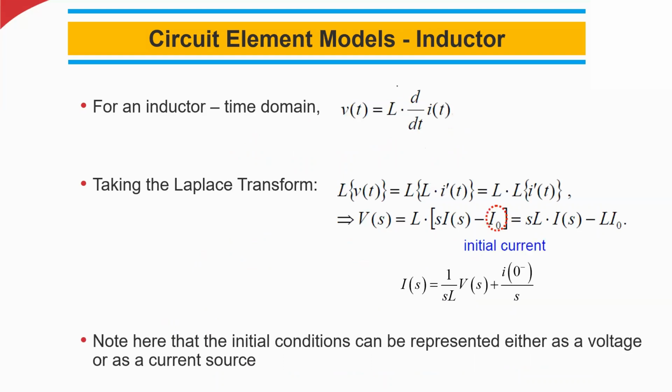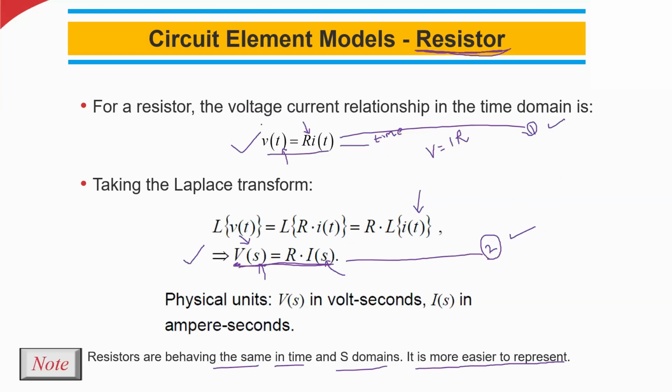This is for the resistor. Now the inductor. How can we represent the inductor in time domain? V of t is equal to L times dI of t divided by dt. Remember, V of t is the voltage across the inductor, L is the inductance value, and I of t is the current flowing through the inductor. Similarly, in the resistor, V of t is the voltage across the resistor, R is the resistance value, and I of t is the current flowing through the resistor.